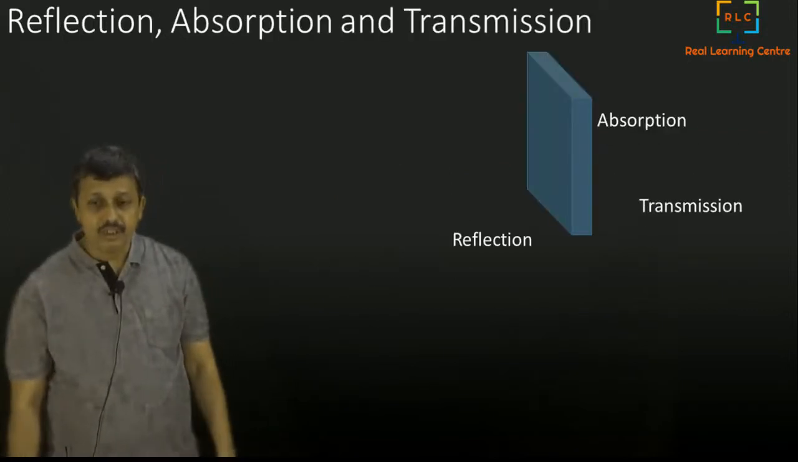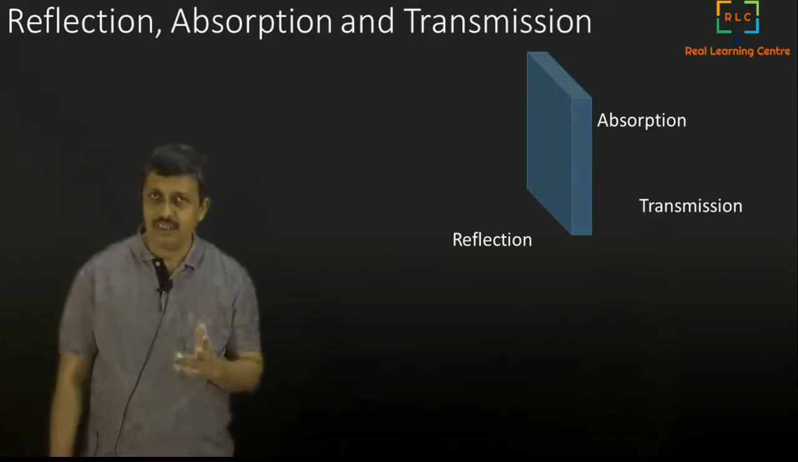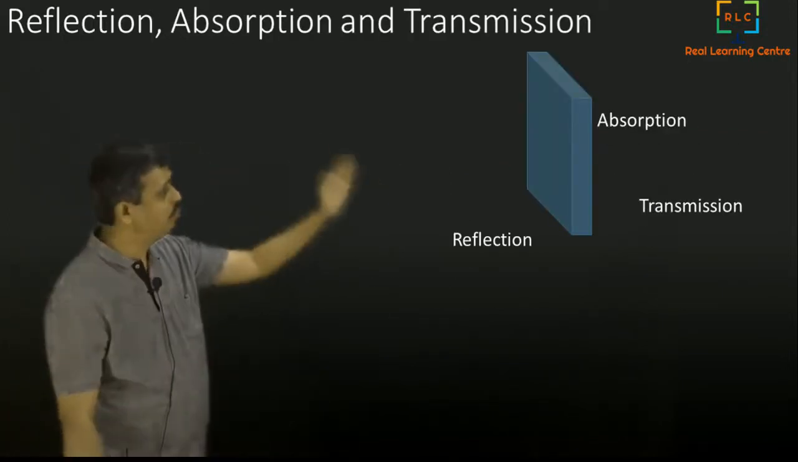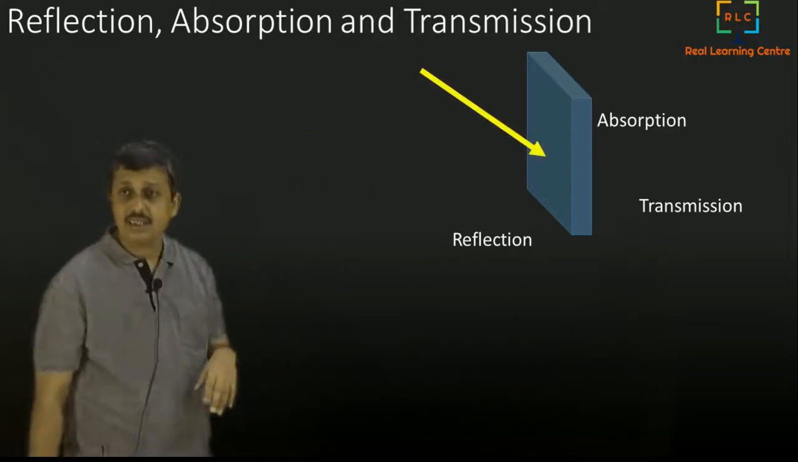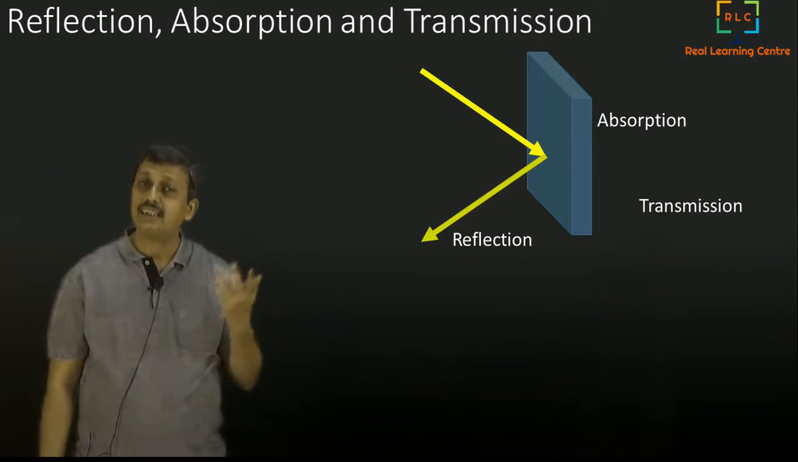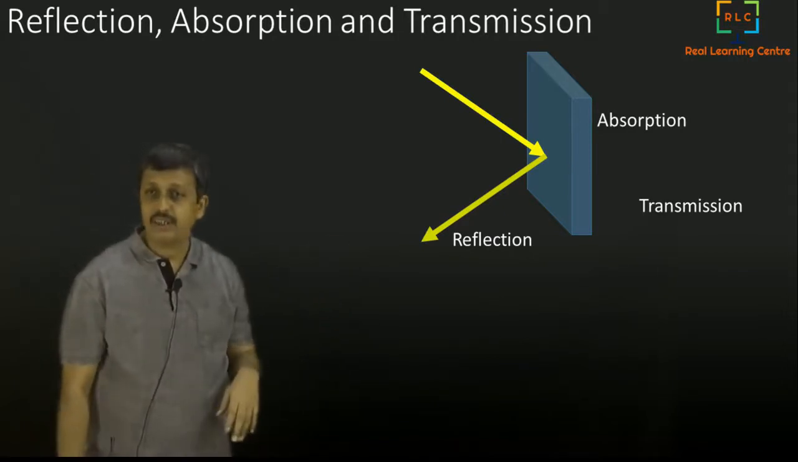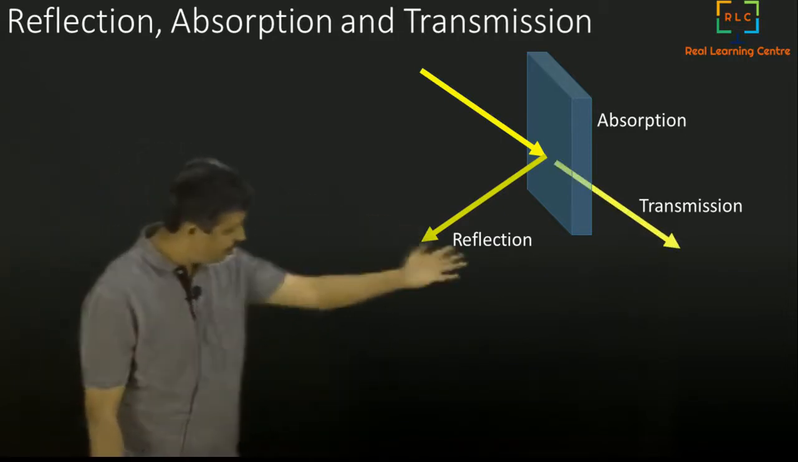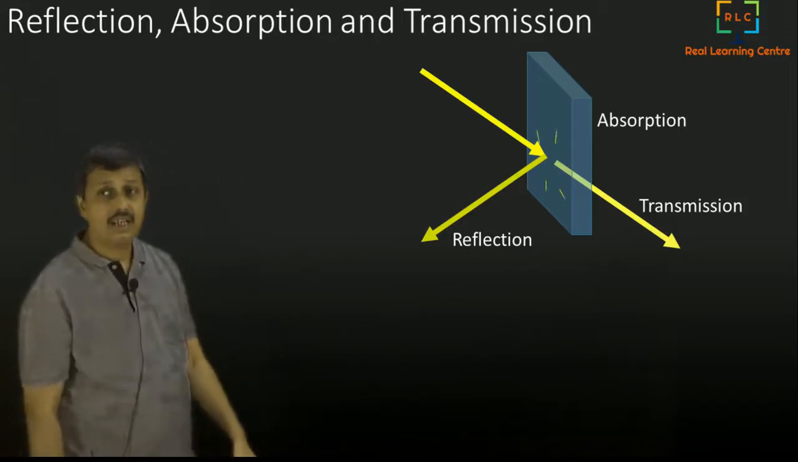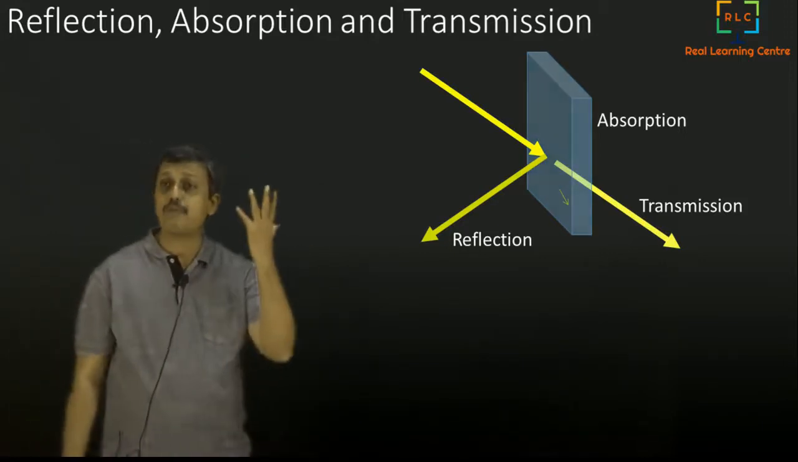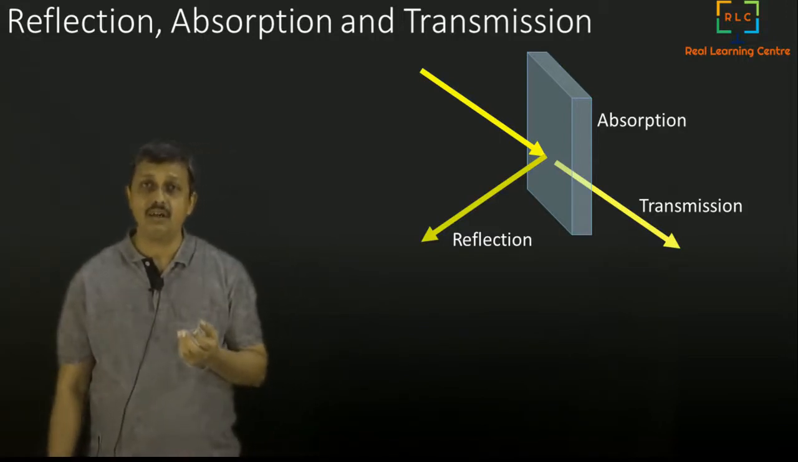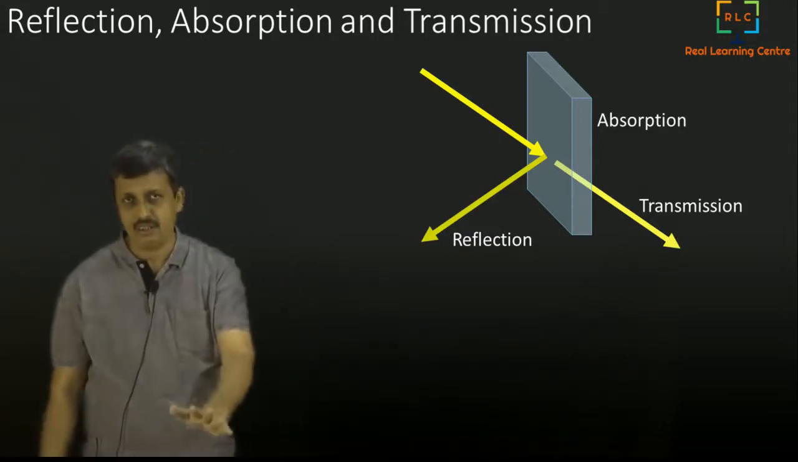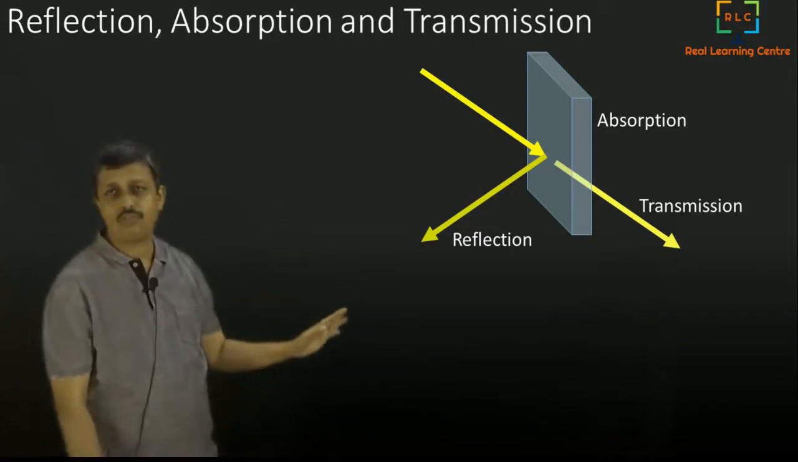So let's start with a very simple thing. Any material you take, if you send light to that, a part of the light gets reflected, a part of the light goes through it, we call it transmission, and a part of the light gets absorbed by it. So this is how light always behaves in any material. In every material, this is true.